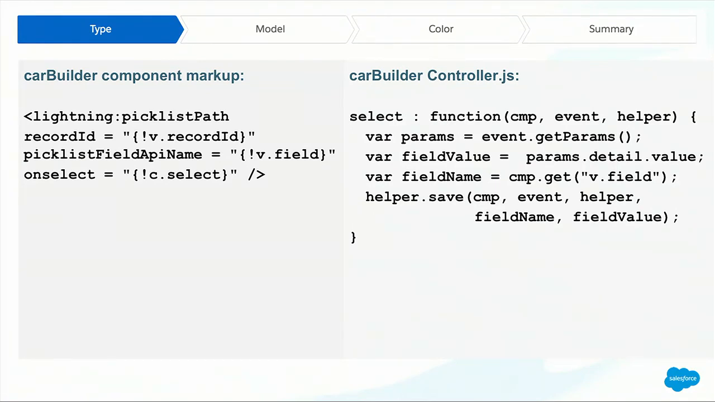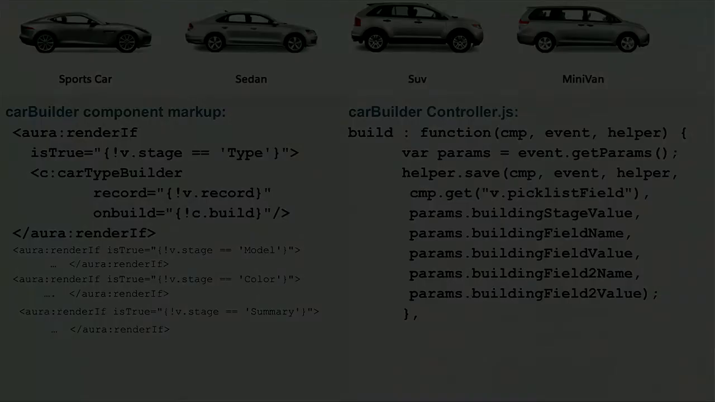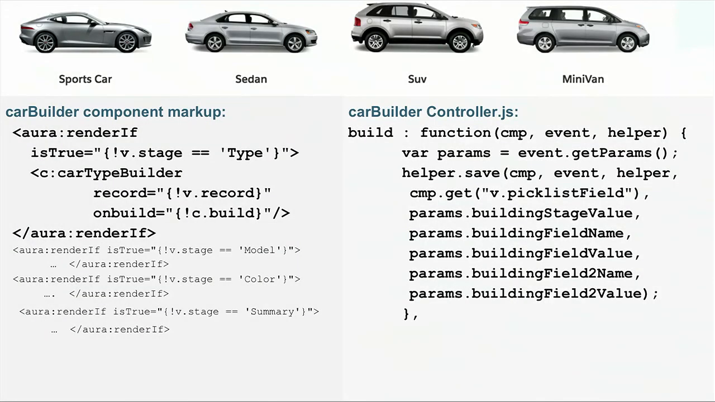Let's take a look at the bottom right. That's the select function. It will get the parameter from the event and call helper.save. You can consider this helper.save a wrapper function to update a record using Lightning Data Service without any Apex code. It's really simple. Next slide, I will show you the body portion.